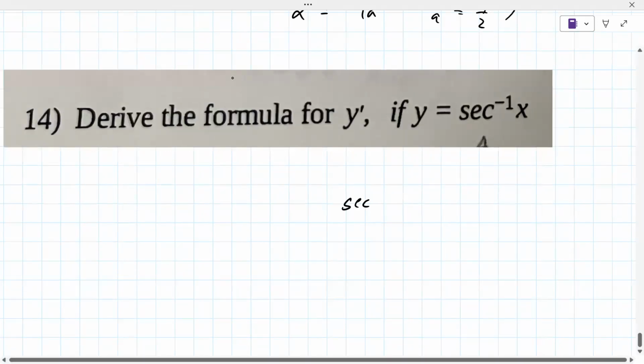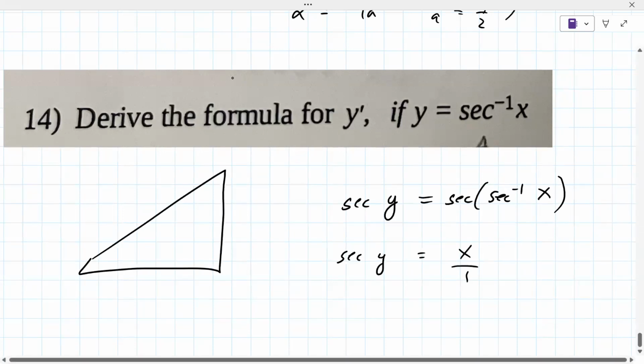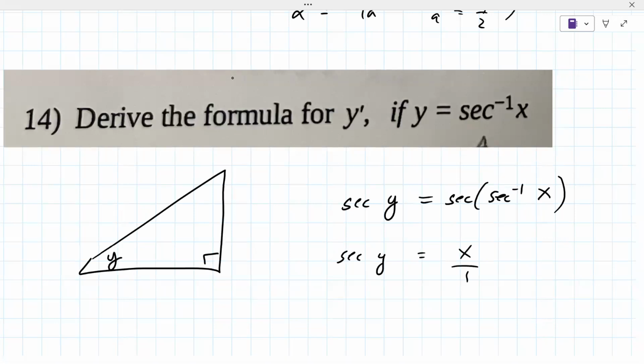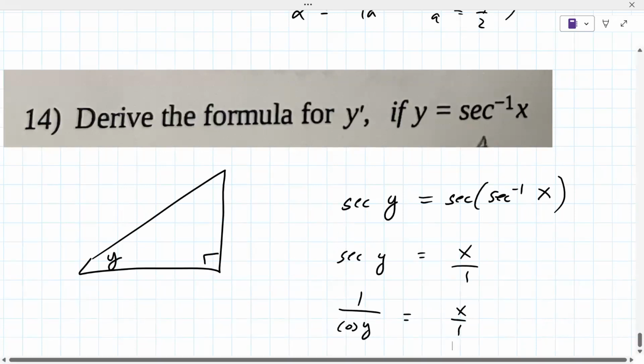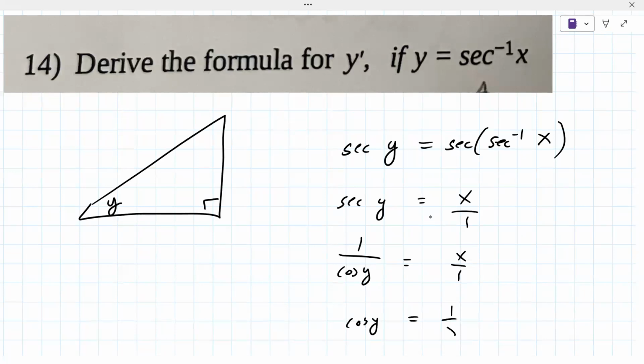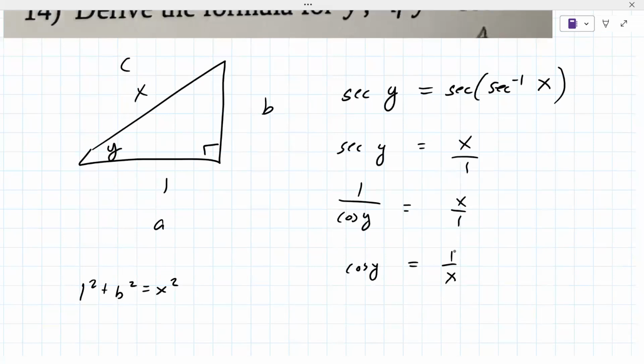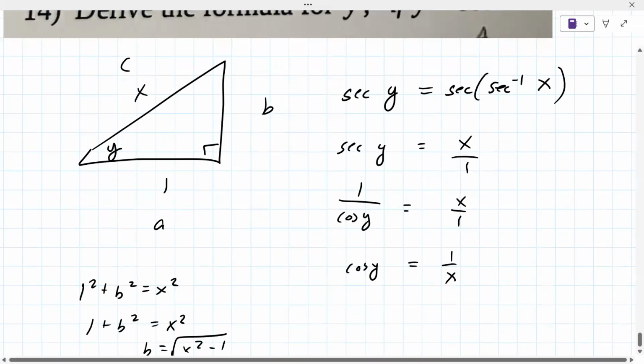So if you take the secant of both sides, this is from a previous course, you end up getting secant y equals x over 1. Draw yourself a little triangle. This is y. Secant is really 1 over cosine of y. So you can always flip the left, flip the right. That's 1 over x. And then use the Pythagorean theorem to solve for the unknown side. 1 squared plus b squared equals x squared. 1 plus b squared equals x squared. So b equals the square root of x squared minus 1.